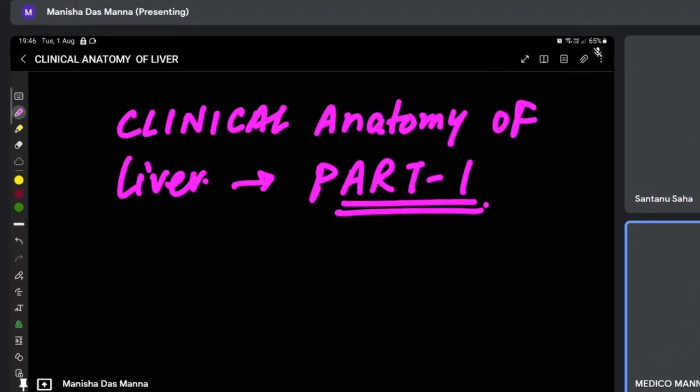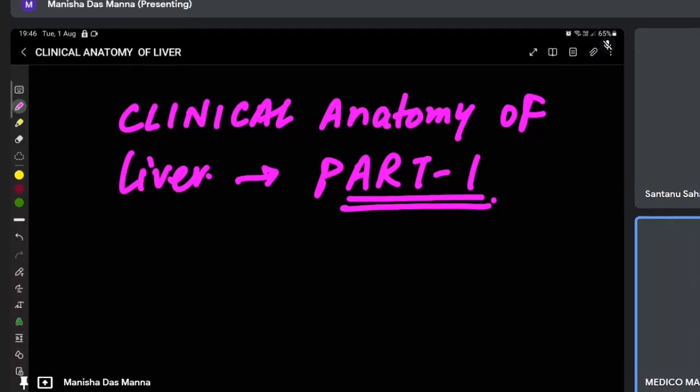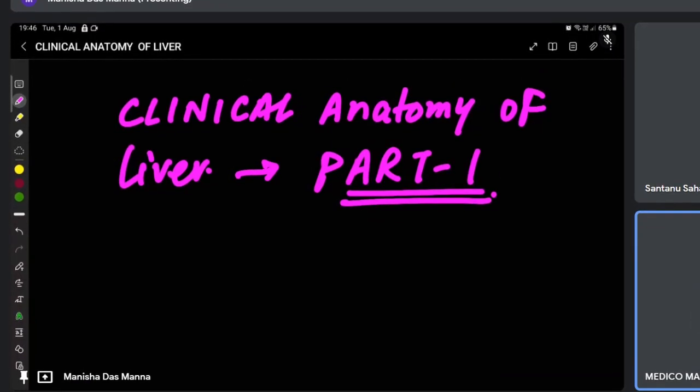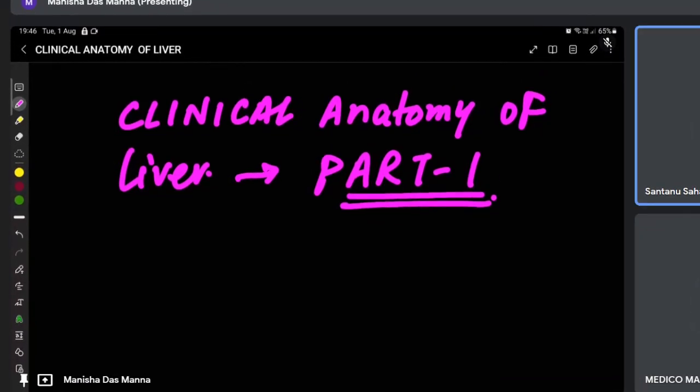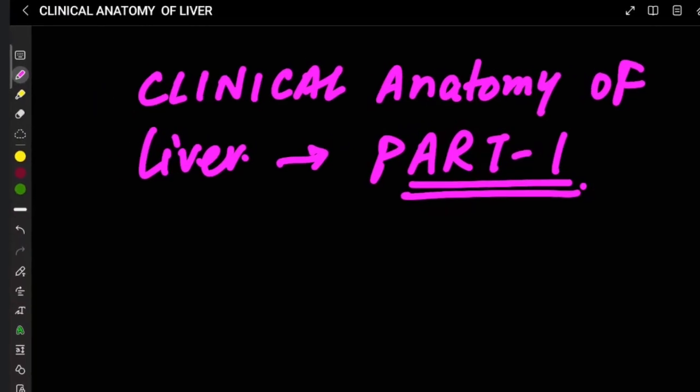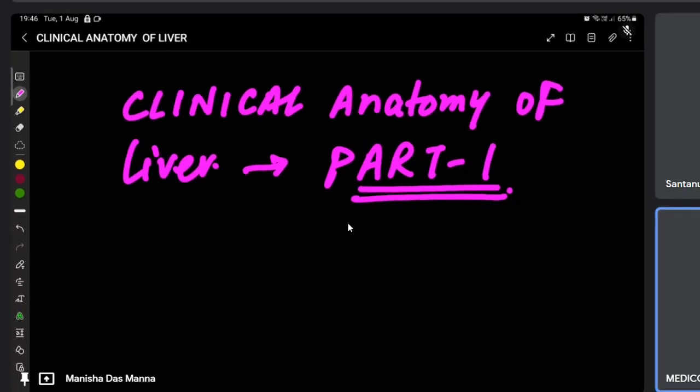So, clinical anatomy of liver. Okay, screen, is it visible? Yes, visible. Okay, very good. So first of all, the clinical anatomy. Actually, the anatomy of the liver and the clinical anatomy of the liver are a little bit different.